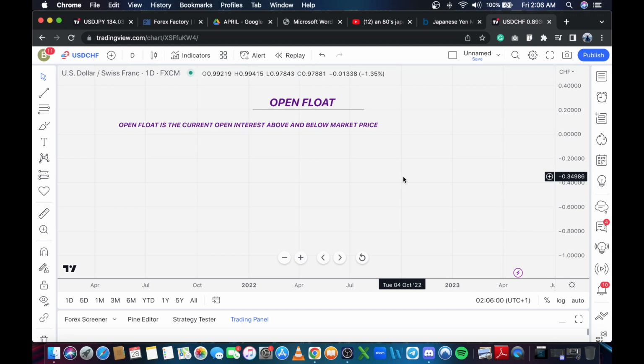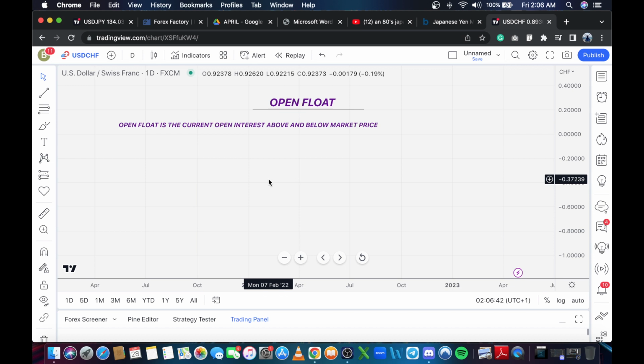When we talk about current open interest, the keyword in the definition of open float is current, meaning existing open interest. Open interest simply means liquidity. If you have an interest in an asset, you're taking an execution in that asset. When you take an execution on a pair or an asset, your liquidity is now imputed into the marketplace. So when we talk about current open interest above and below market price, we're talking about current liquidity above and below market price.